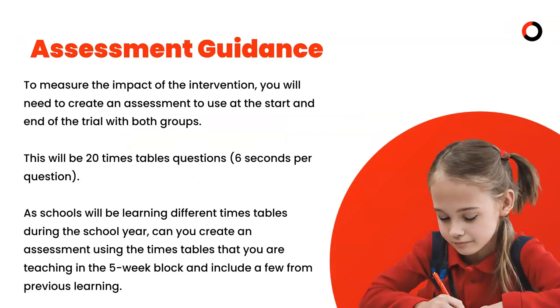So moving on to the assessment guidance. To measure the impact of the intervention, you will need to create an assessment to use at the start and the end of the trial with both groups. This will be 20 times table questions, which is 6 seconds per question. As schools will be learning different times tables during the school year, can you create an assessment using the times tables that you are teaching in the 5-week block and include a few from previous learning?